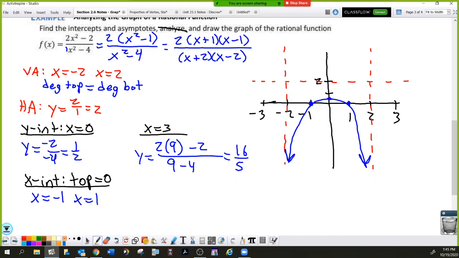Even if you didn't have a calculator, is that number bigger than 2 or smaller than 2? Bigger than 2. So what that tells me is all the way over there at x equals 3, I exist above the horizontal asymptote. Since I exist above the horizontal asymptote, the graph must look like this. Yep, because it's x equals 3. Excuse me, y equals 3.2, so I'm above. And since it's an even function on top and bottom, the whole thing is even, so it has to be symmetric over the y-axis. Ta-da, just like that.